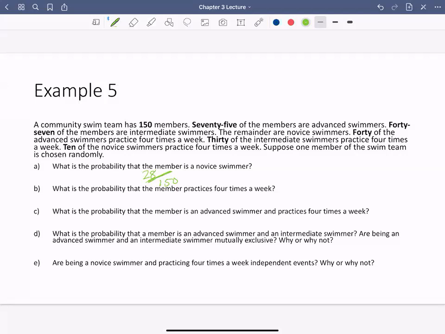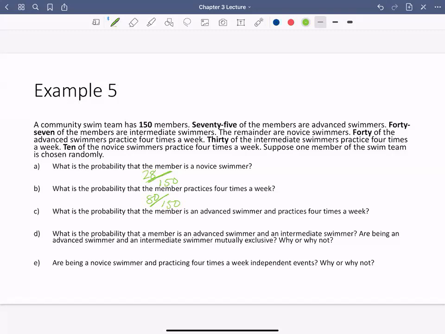Now, what is the probability that the member practices 4 times a week? Well, it says 40 of the advanced swimmers practice 4 times a week, 30 of the intermediate swimmers practice 4 times a week, and 10 of the novice swimmers practice 4 times a week. Does it say that it has to be given that they were something else? No, it doesn't. So I know my denominator is 150 because I'm still choosing all of them, but I'm going to now add the 30, the 40, and the 10 together. And that gives me 80. So it's 80 divided by 150.